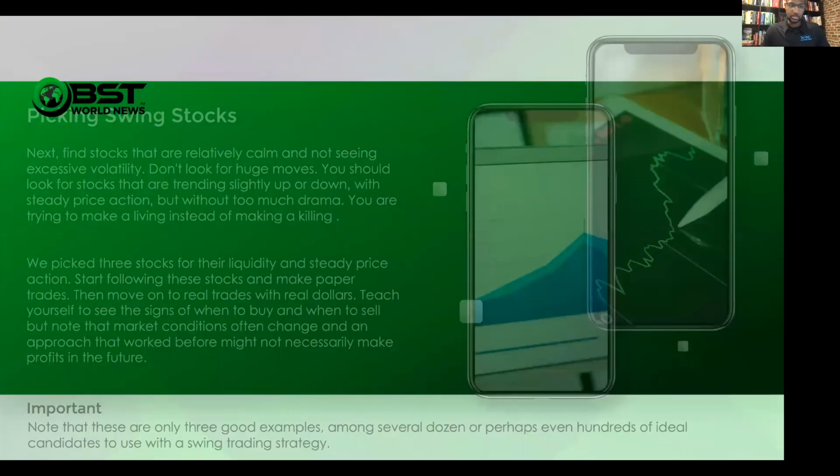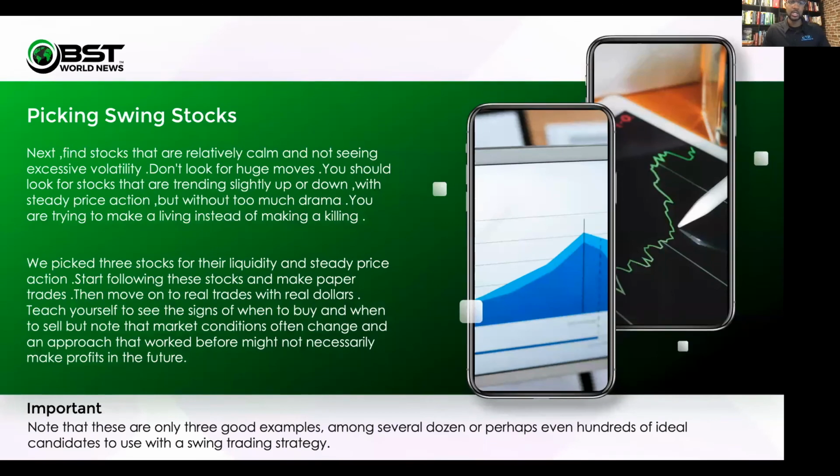So picking swing stocks. Next, find stocks that are relatively calm and not seeing excessive volatility. Don't look for huge moves. You should look for stocks that are trending slightly up or down with steady price action, but without too much drama. You're trying to make a living instead of making a killing. We picked these 3 stocks for their liquidity and steady price action. Start following these stocks and make paper trades. Then move on to real trades with real dollars.